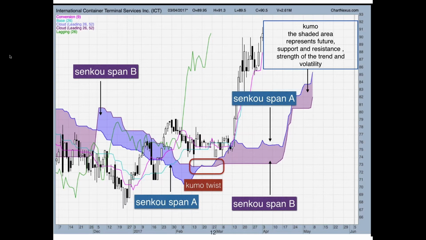The Kumo, or the cloud, is the foundation of the Ichimoku Kinko charting system. A Senkou Span cross happens when the Senkou Span A and B change positions. This is what we call a Kumo twist. A Kumo twist reflects a change in sentiment from bearish to bullish or from bullish to bearish.